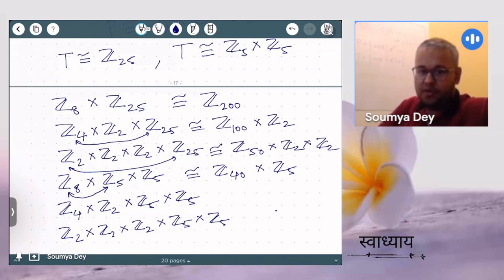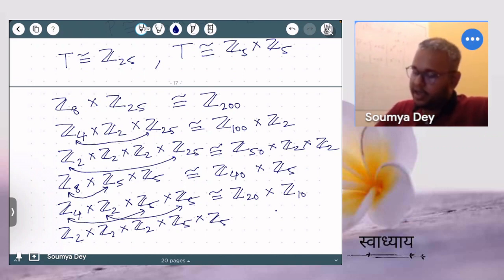The next one you have, so you look at the largest power of 2, which is 4, and the largest power of 5 is 5. So this Z4 and Z5 you can club. And from the remaining, again you see the largest power in the remaining. So Z2 and again Z5, these two can again be clubbed. So what you are getting is Z4 and Z5 will give you Z20, product with Z2 and Z5 will give you Z10. Okay, you see what is happening? So again, 20 is a multiple of 10.